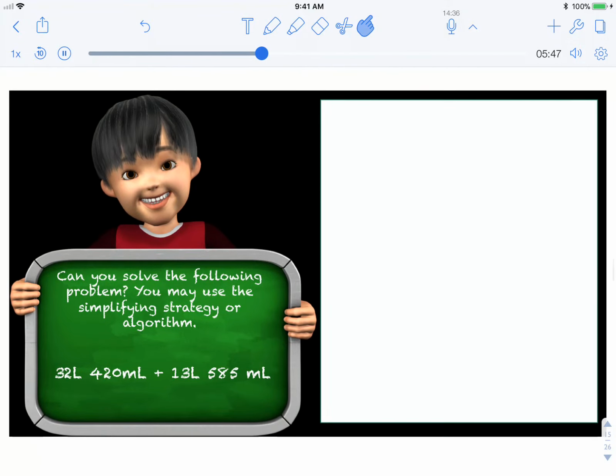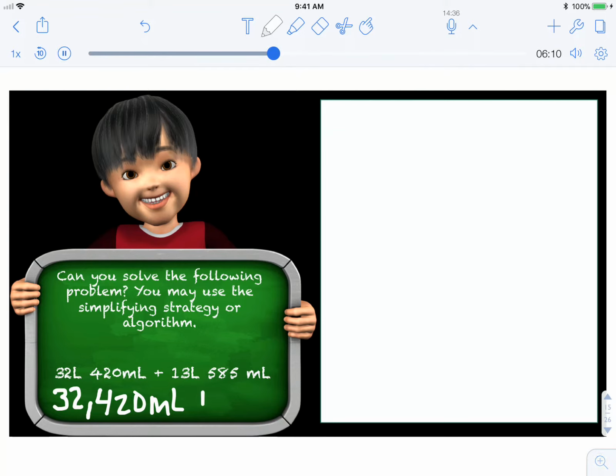Can you solve the following problem? You may use a simplifying strategy or algorithm. Now remember, there's 1,000 milliliters in 1 liter. Okay, so that will help you because you'll either say 32 liters, 420 milliliters plus 13 liters, 585 milliliters.